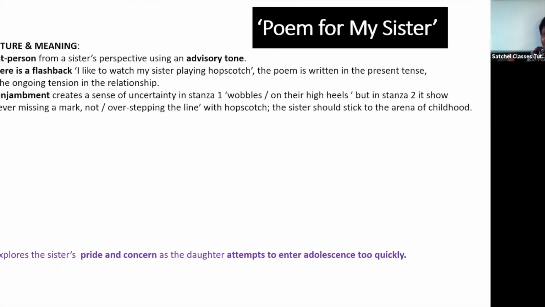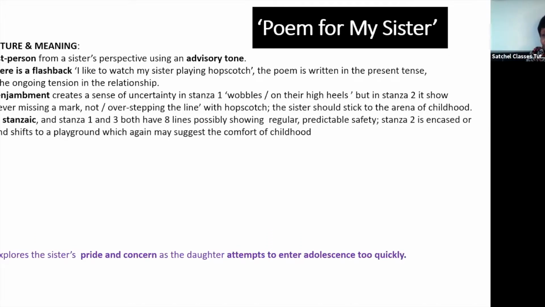Also, like the other poem, contrast is used. We can see in stanza 1, it's that sense of uncertainty, "wobbles on their high heels." But in stanza 2, when she's talking about hopscotch, "never missing a mark, not overstepping the line," there's a sense of competence. And it seems that the sister wants her younger sister to stick to that arena of childhood where she is confident and in control.